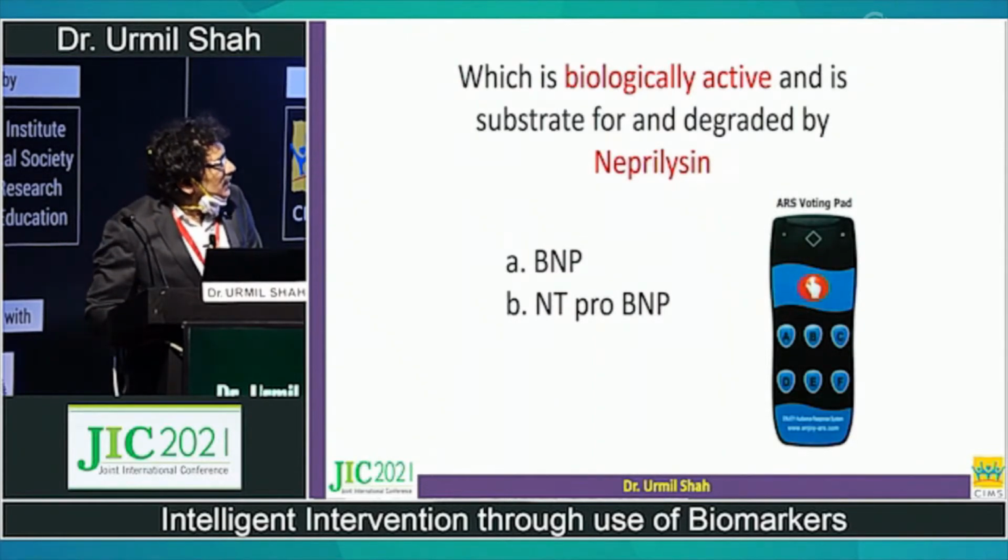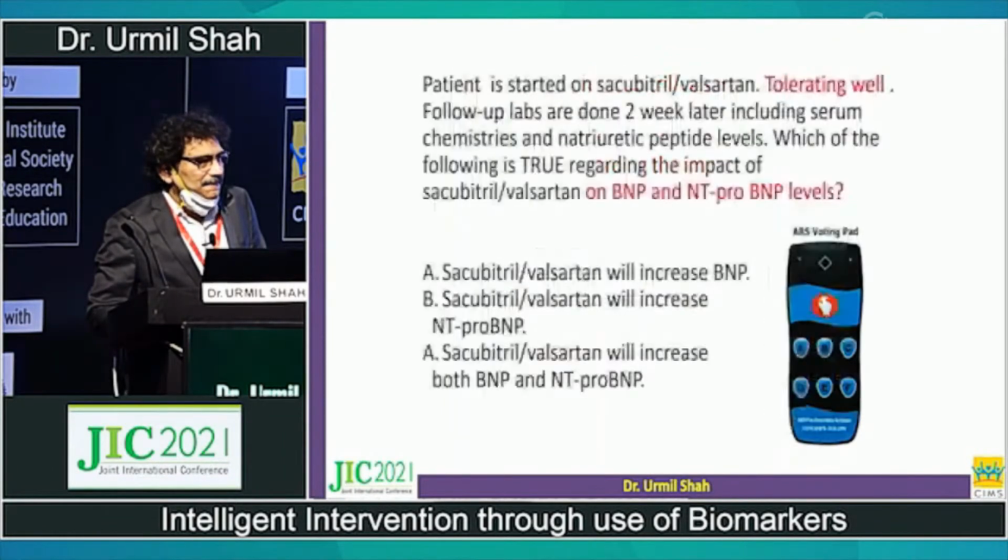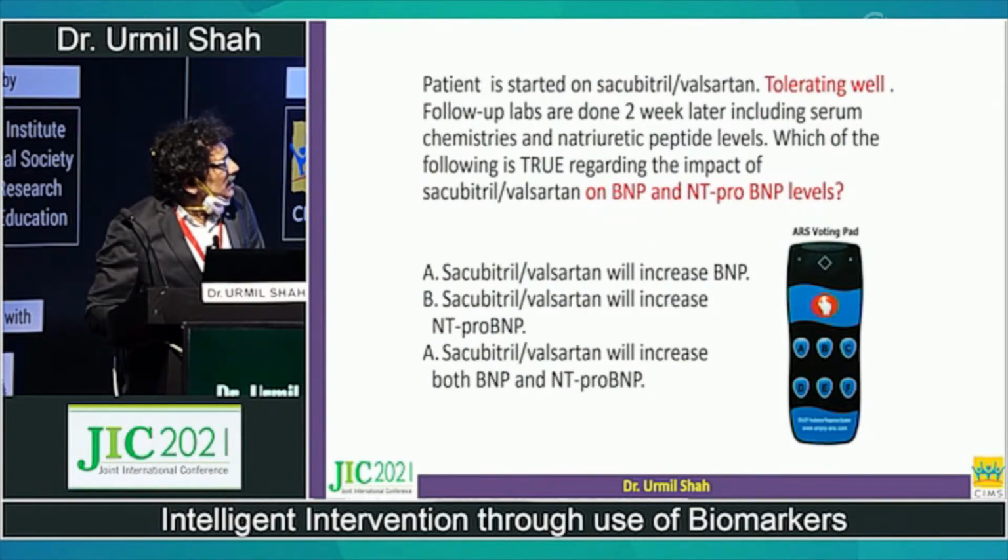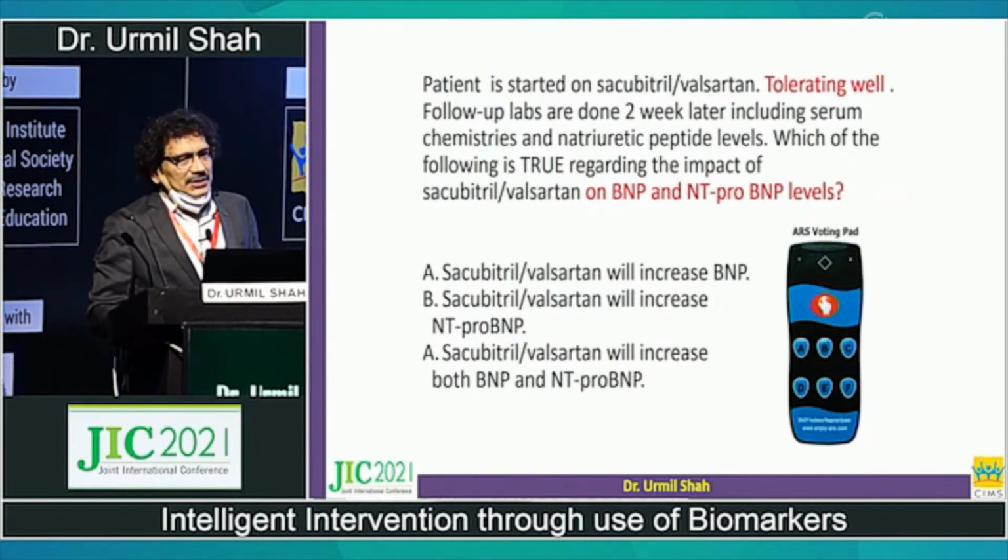The last one or two points: the biologically active substance which is inhibited by neprilysin, BNP or NT-proBNP. The active substance is BNP, that is one. And suppose the patient is on ARNI and is tolerating this, what do you expect? Sacubitril valsartan combination will increase BNP, it will increase NT-proBNP, or it will increase both. Here also, it is first the BNP level that will increase.